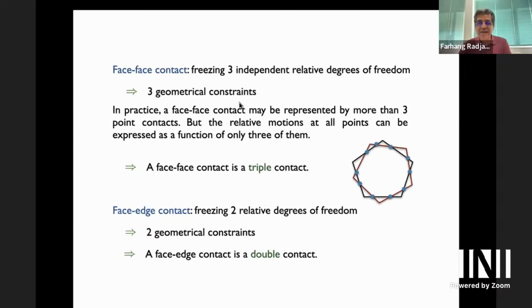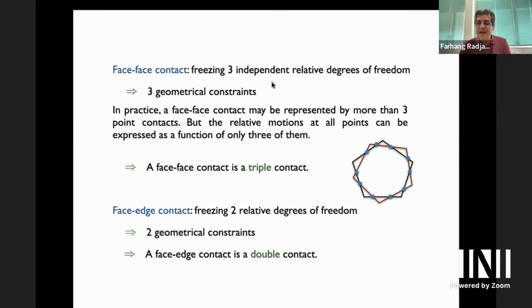So a face-face contact is actually not a single constraint, but 3 independent relative degrees of freedom between particles in the normal direction between 2 polyhedra. Whether you consider rotations or relative displacements of 2 planes, 2 faces, for rigid particles we have at least 3 independent degrees of freedom, which have to be frozen when we have a contact. So this is equivalent to 3 geometrical constraints.